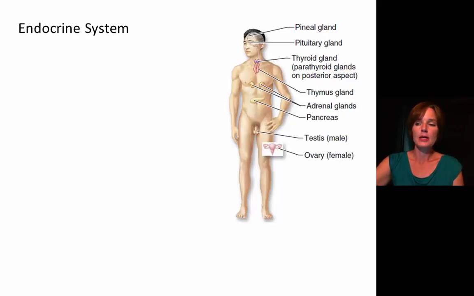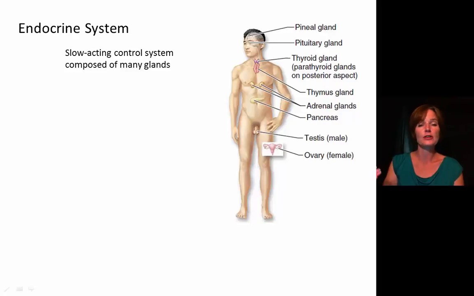The endocrine system is what we consider to be the slow-acting control system. This slow-acting control system is composed of a lot of different glands. You can see a list of the glands here in this picture. And these glands are located throughout the body. They come in different shapes and sizes. And these glands are primarily responsible for producing hormones.